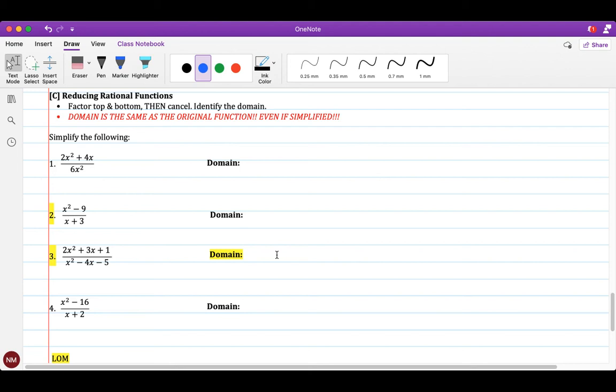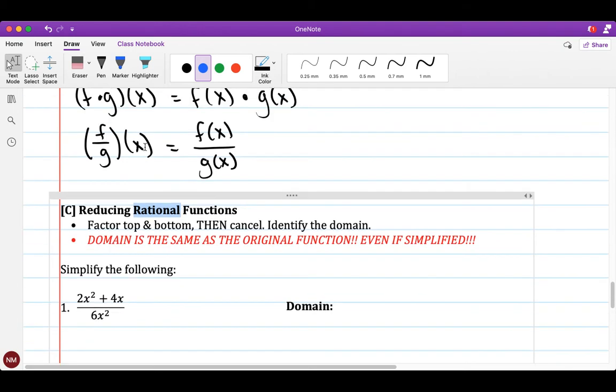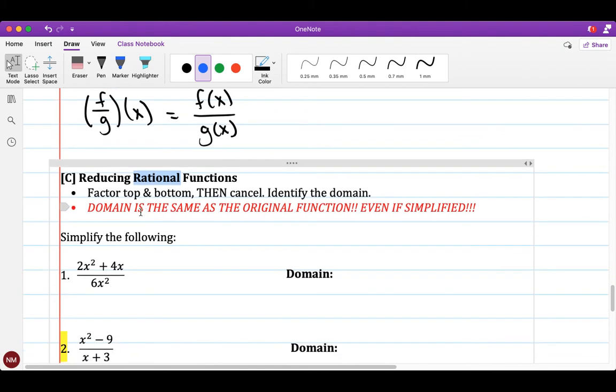Okay, so as a follow-up to today's lesson, we're going to do reducing rational functions. The instructions here: rational just means a function that is a fraction. Rational numbers are numbers that can be written as fractions. Rational functions are functions that can be written as fractions. Same thing. Now, when we did division, we saw f of x over g of x, so we need to know how to simplify this.